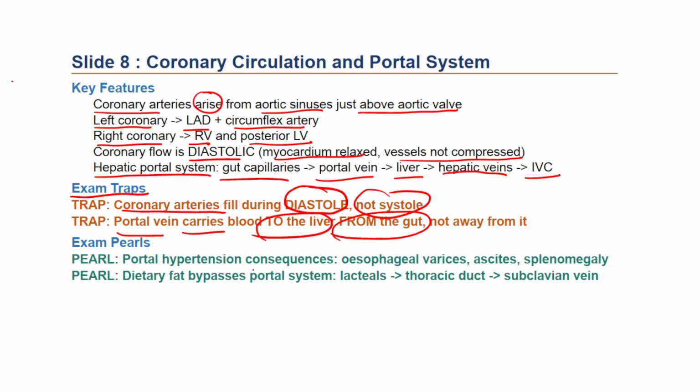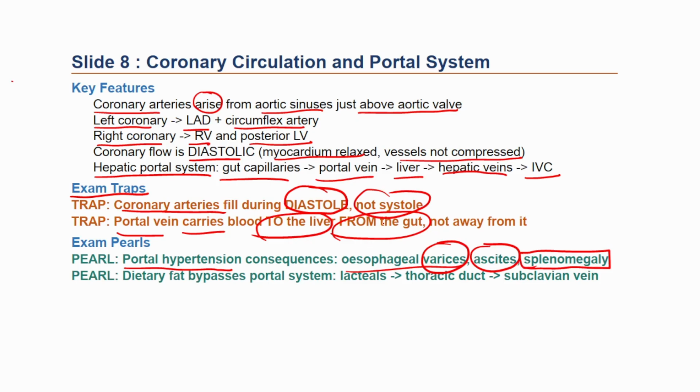To bridge this vascular pathway with high-yield clinical pathologies on your exam, remember that any structural blockage or cirrhosis in the liver capillary bed backs up pressure into the portal system, causing portal hypertension, which classically presents with esophageal varices. That means the veins of the esophagus will become swollen, and ascites, which means accumulation of fluid in the abdominal cavity, and splenomegaly, that means the enlargement of the spleen.